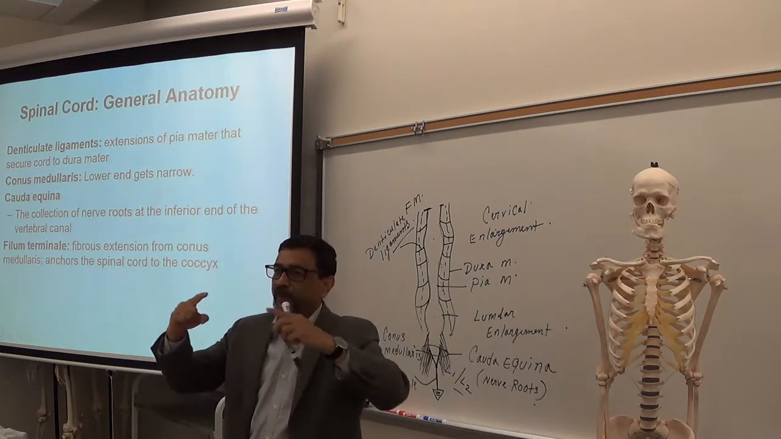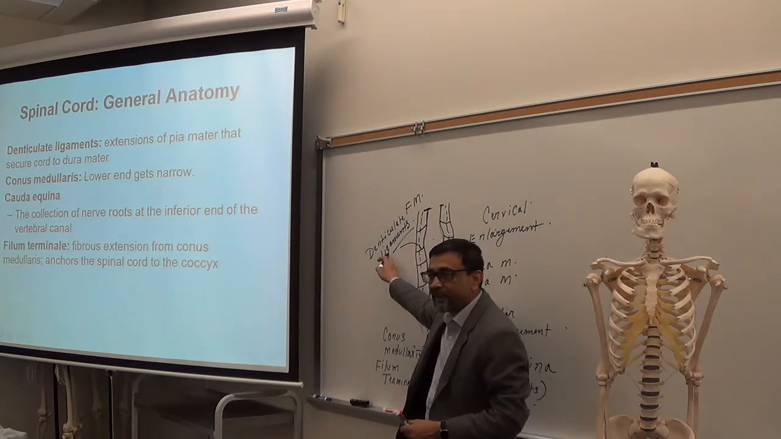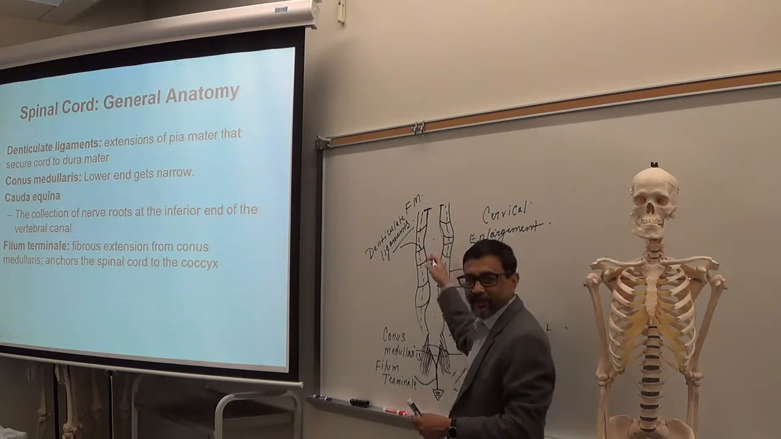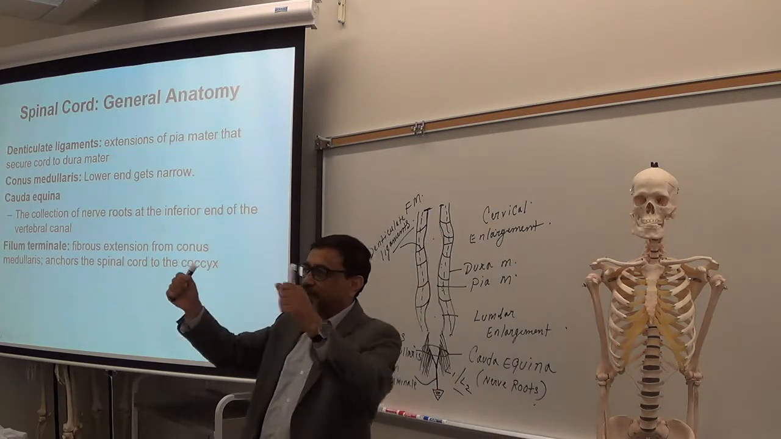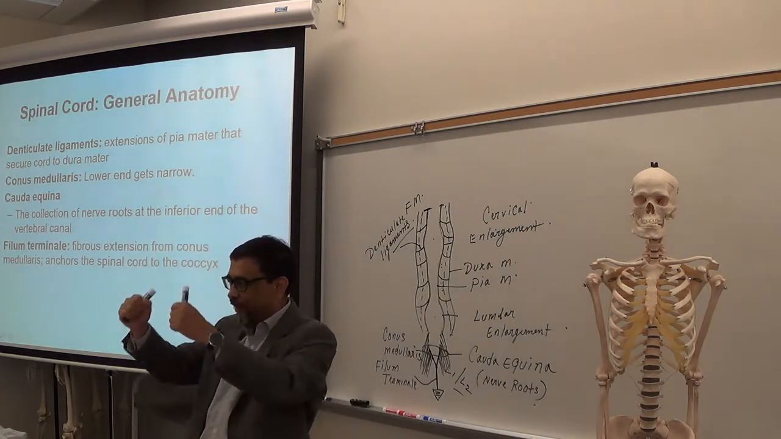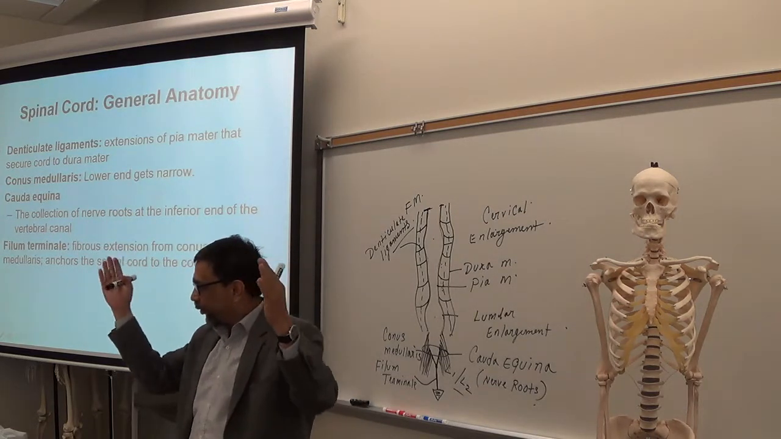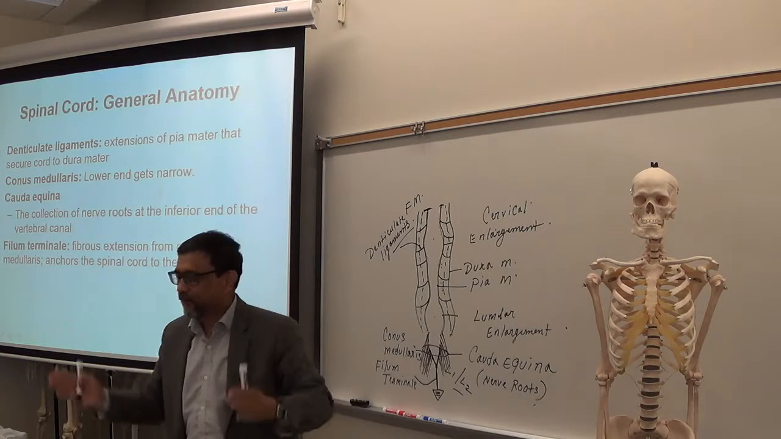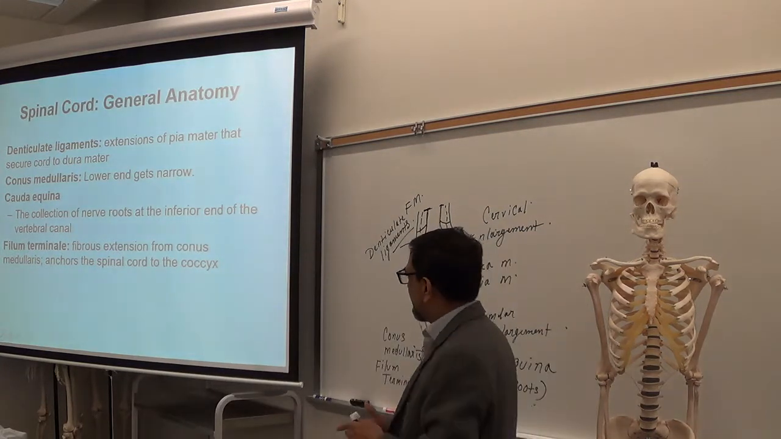Also, from the pia mater, ligaments arise. Those are called denticulate ligaments, right? Many. And going to the dura mater. So those are also like tying the spinal cord to the wall. So the spinal cord will not be able to move too much, okay? So it is also protection to the spinal cord.